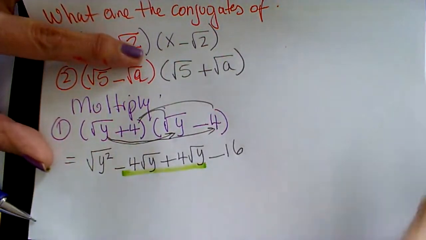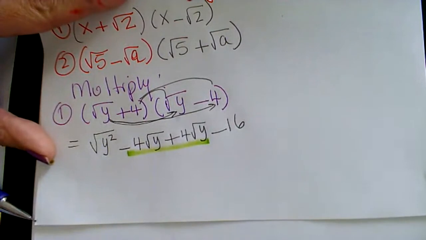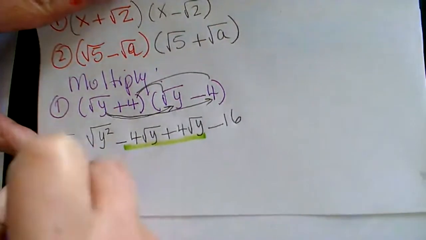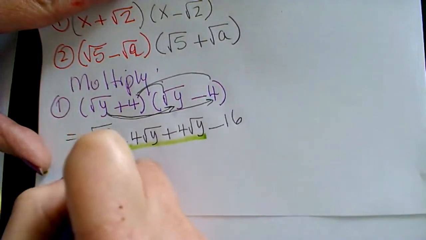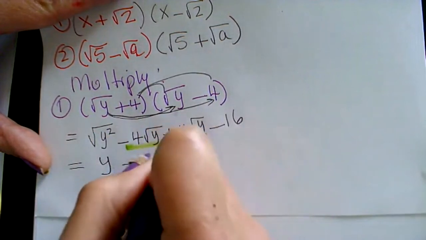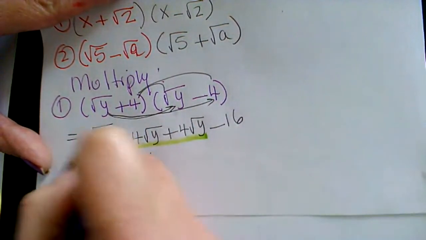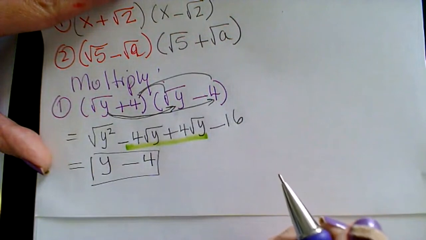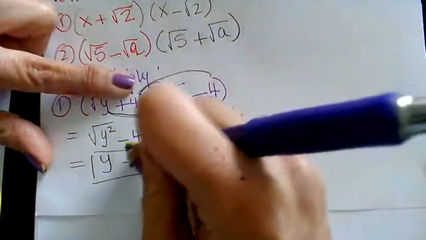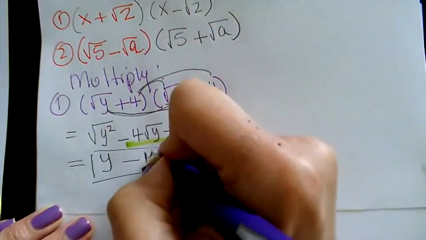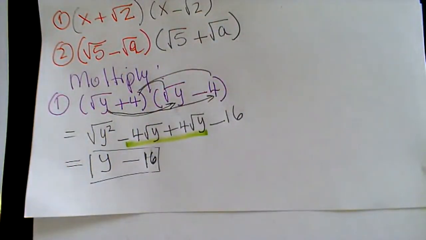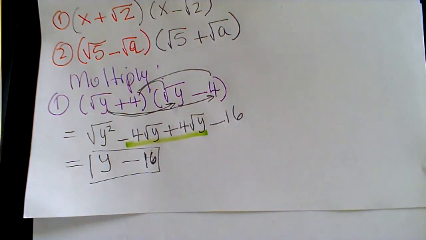And what do we see here? Make a 0. So we make a 0, and what do we have left? We have a y and a 4. I mean, not a 4. I thought that was the square root, sorry. Negative 16. That would be our answer: y minus 16.